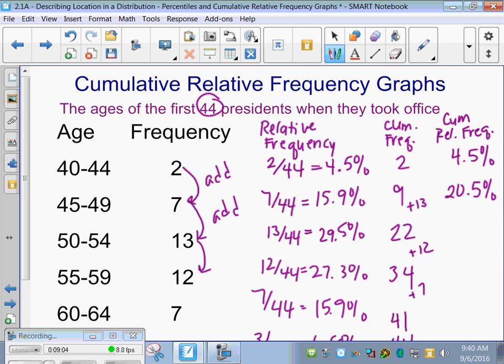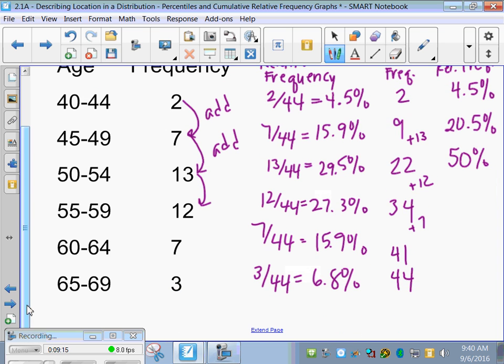Okay. I could do 22 out of 44 for the next one. Or I could add these percents up to get 50%. Half of them were 54 or below. Okay, and add the next percentage, we get 77.3%. Add the next percentage, 93.2%. Oops, I think I skipped one, you guys. Oh no, I just got off on my rows. And my total is 100.